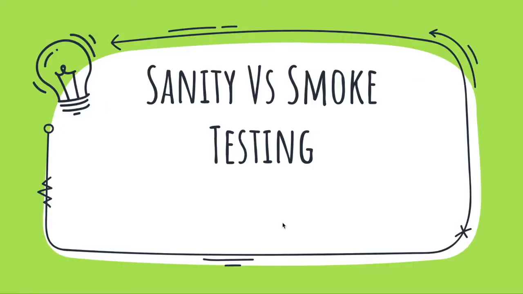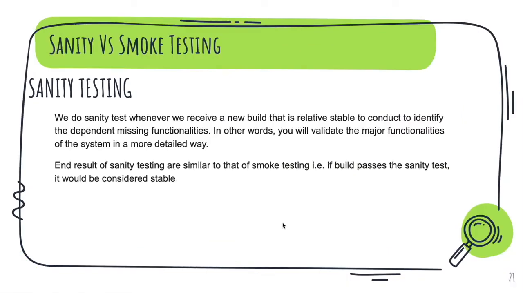Sanity and smoke testing. When we do sanity testing, basically we do it whenever we receive a new build that is relatively stable, to identify the dependent missing functionality. In other words, you will validate the major functionalities of the system in a more detailed way. The end result of sanity testing is similar to that of smoke testing. That is, if the build passes the sanity test, it would be considered stable.